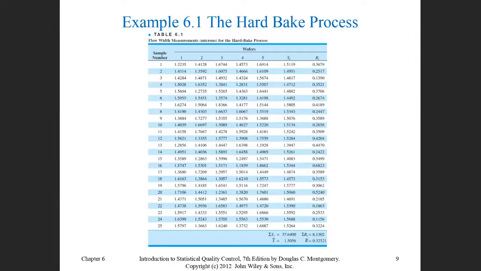When you multiply it with the R bar, that will give you the upper control limit and the lower control limit. The center line for the R chart is already found from the readings when we calculated the R bar here. This is considered to be the center line, 0.325. What about the X double bar control limits?